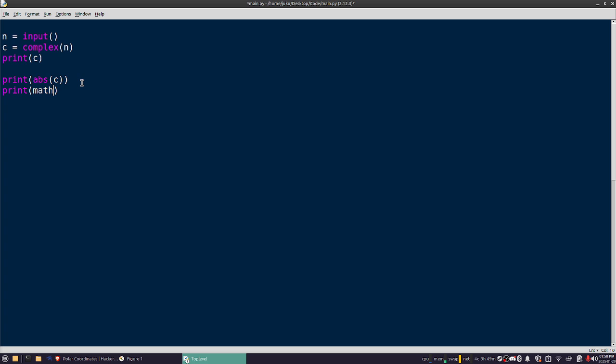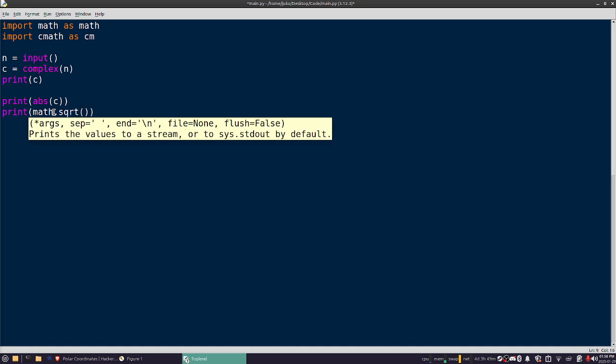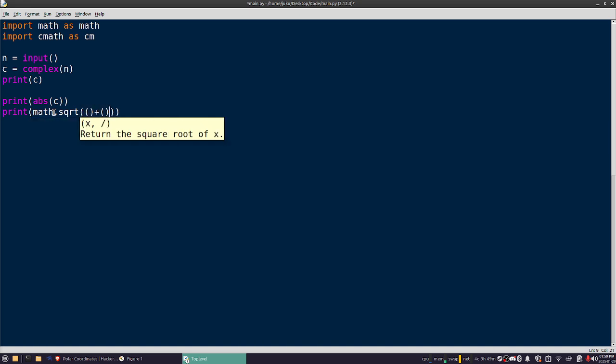we'll just do math. I have to import that first. Import math as math, also import cmath as cm. If we do math dot square root, and then c dot real, the real portion, which is the 3 squared, and then c dot imag, the imaginary portion squared, and you add those two together, you square root it, you're going to get 5.